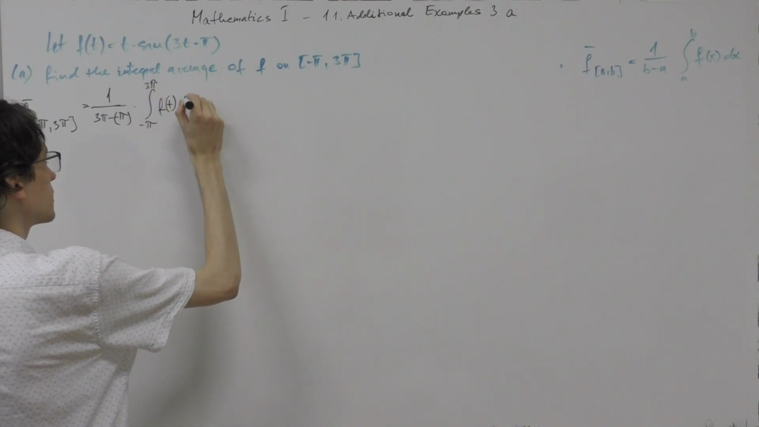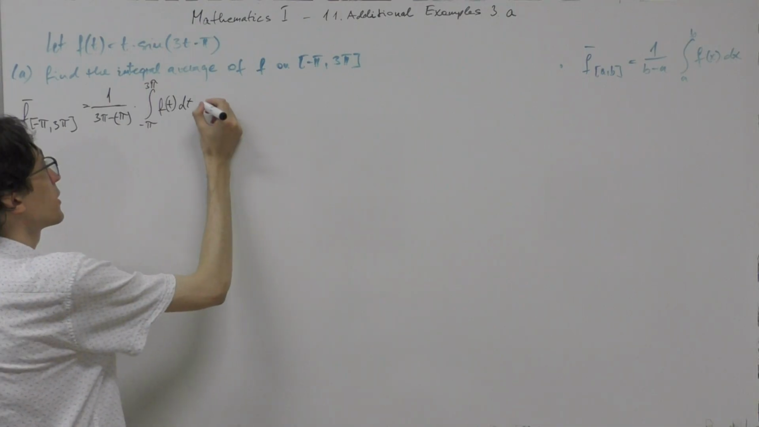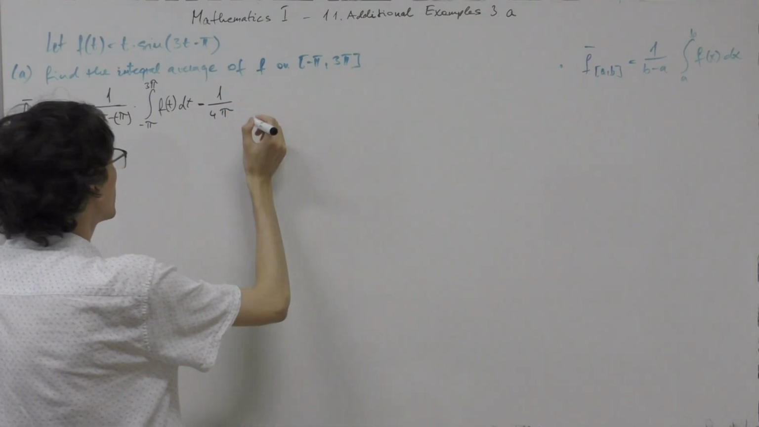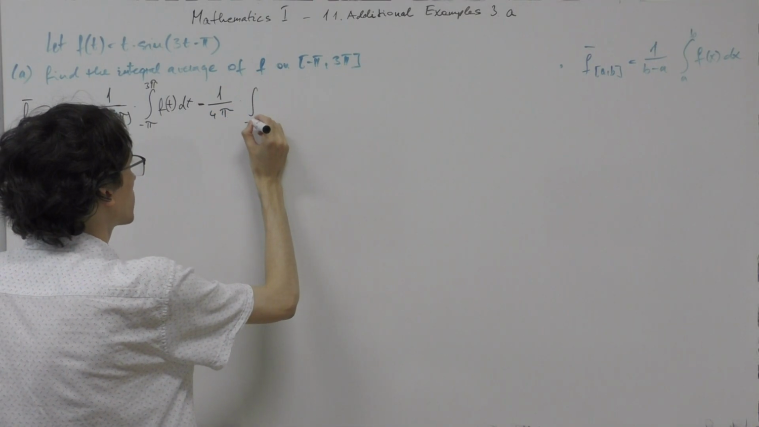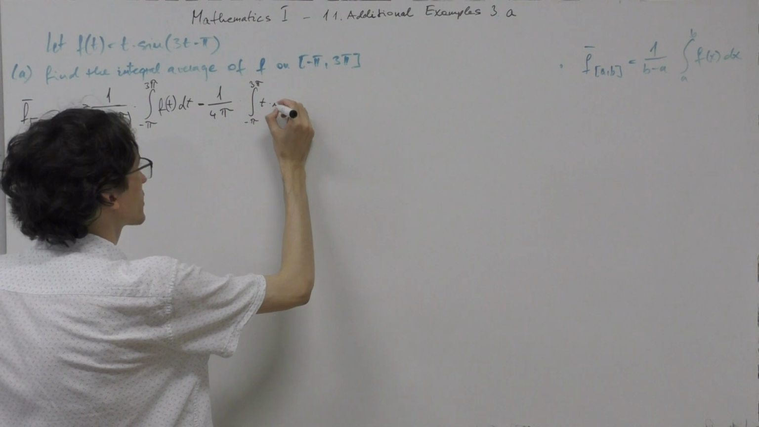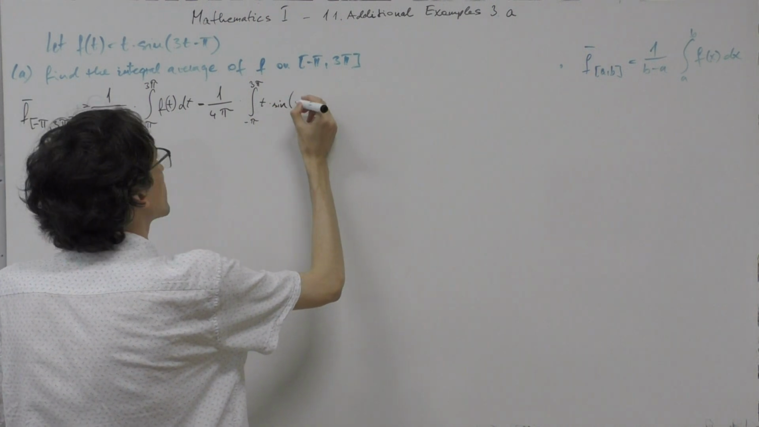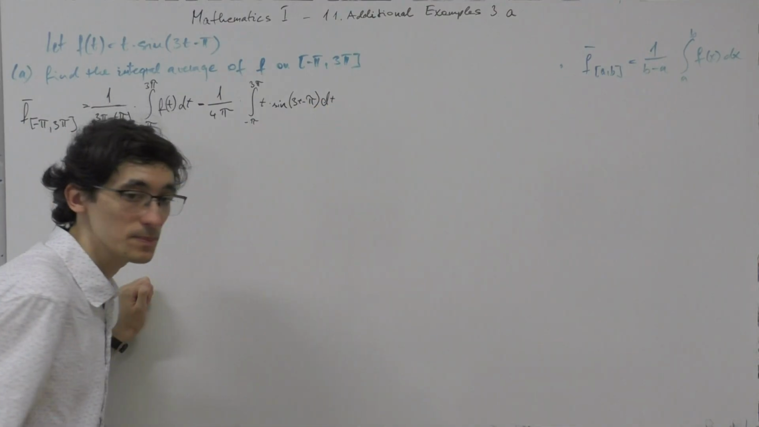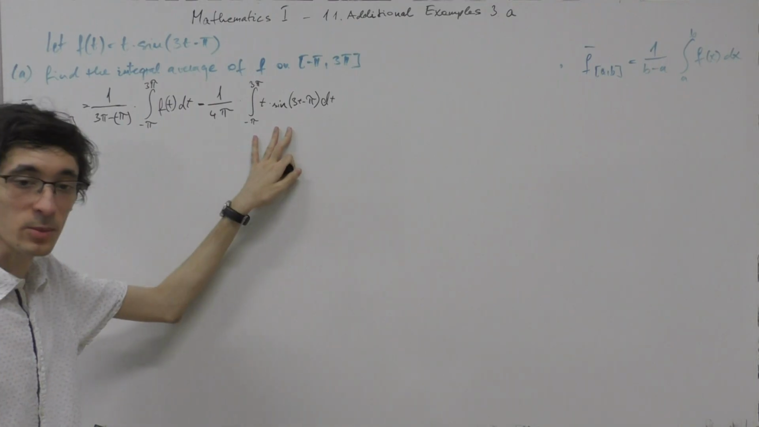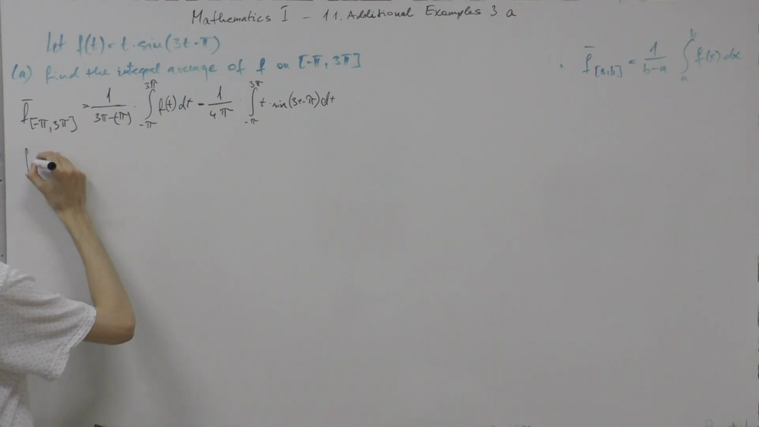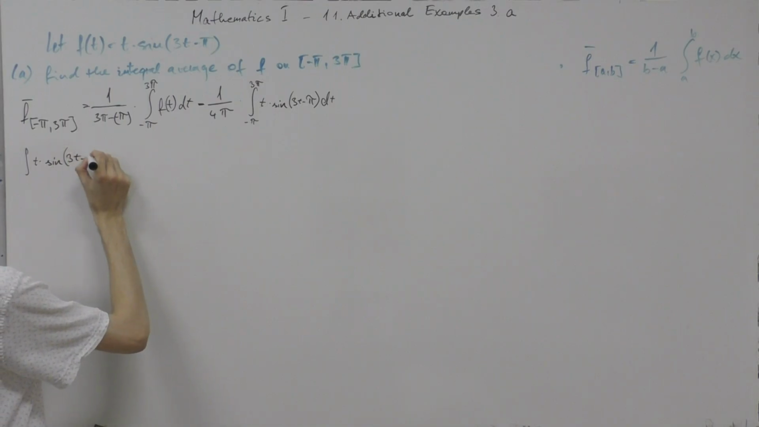t dt. And this is just simply 1 over 4 pi times the integral from negative pi to 3 pi t times the sine of 3t minus pi dt. And now here we have a simple definite integral, so first we must find the indefinite integral of t times sine of 3t minus pi.